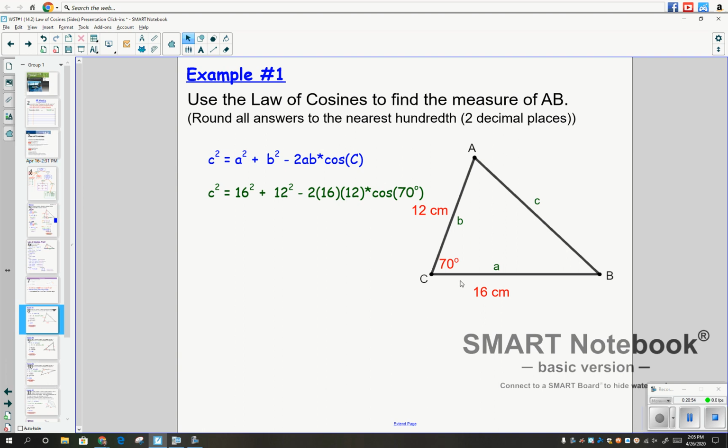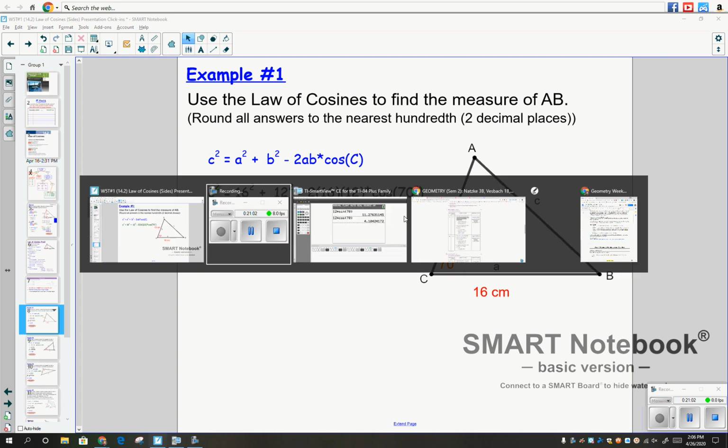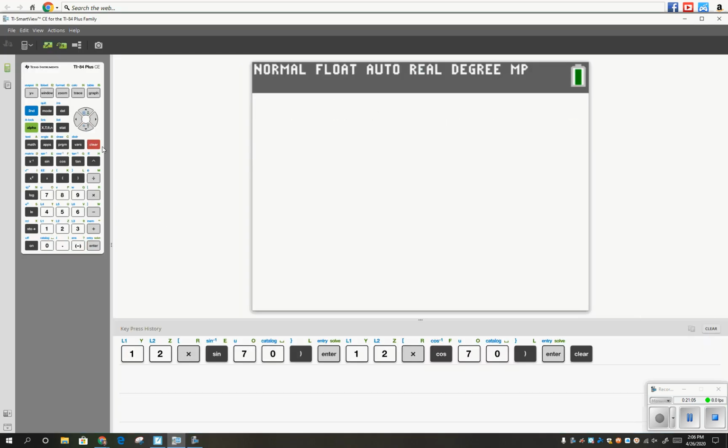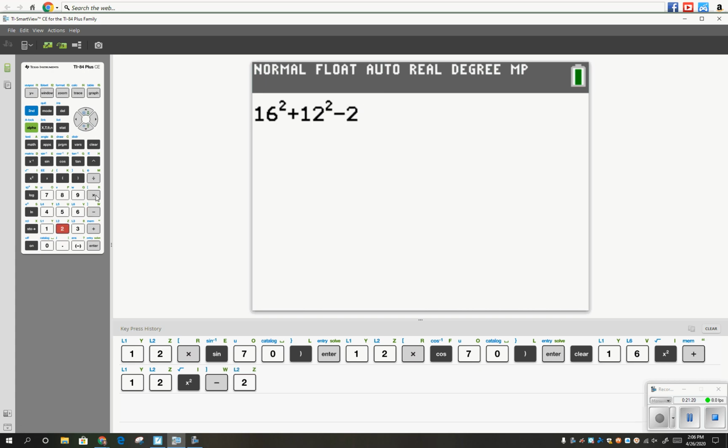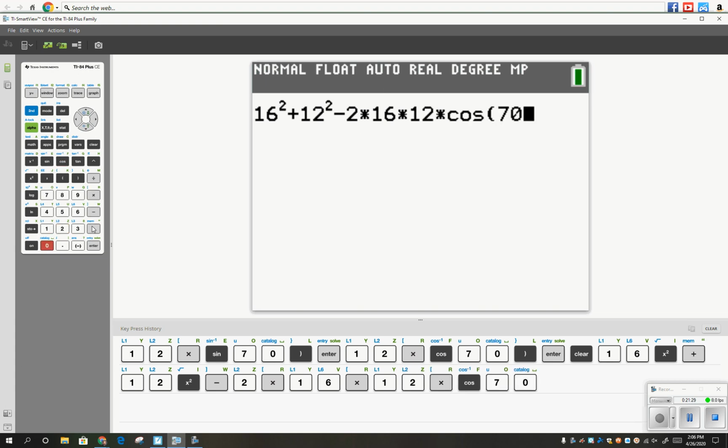Now the nice thing about the law of cosines, when I'm finding a side, I don't need to do a whole lot with this. I can type this into my calculator all at once. So if I go to my calculator, I can type that in by doing 16 squared plus 12 squared minus 2 times 16 times 12 times cosine 70. There I go: 268.6642.